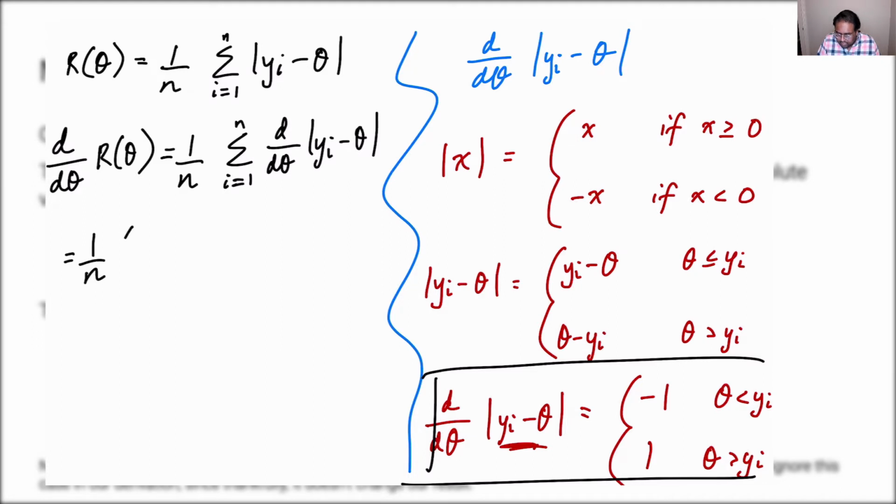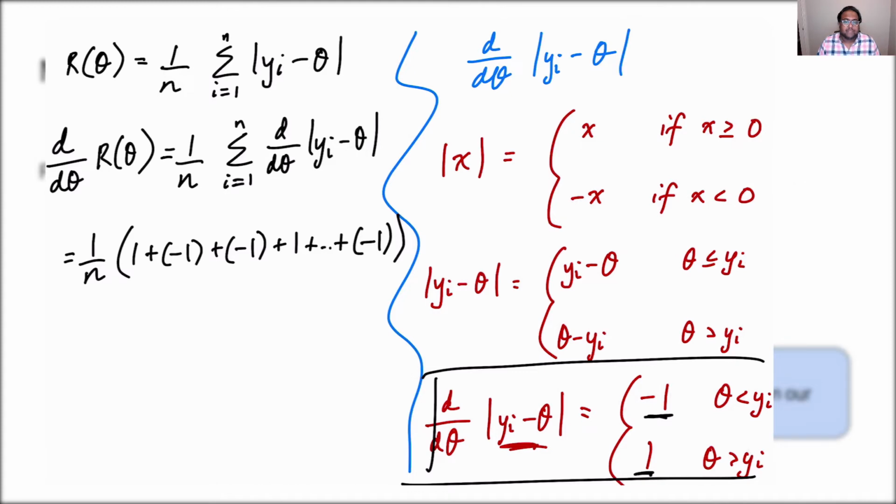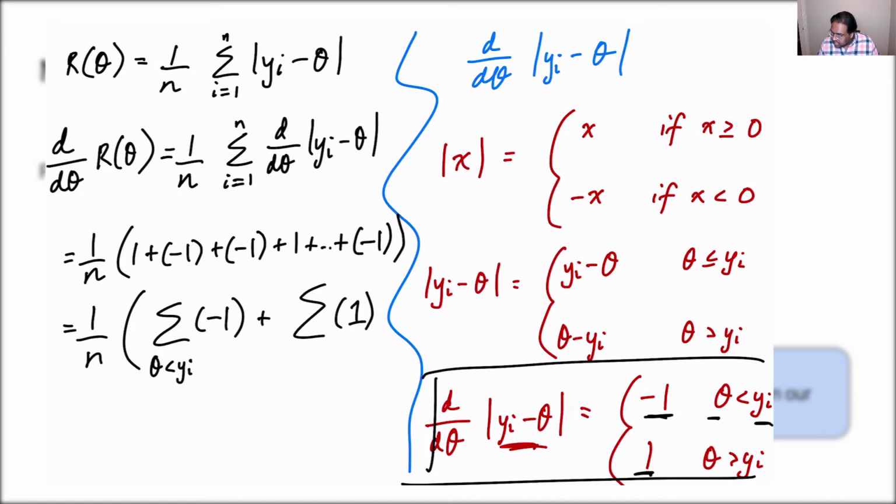Now, this sum is just a bunch of ones and negative ones, right? Because the derivative of the absolute value of yi minus theta is either -1 or 1. The case where the derivative is -1 is the case in which theta is less than yi. So every time that theta was less than yi, we are summing a -1. So I can write this as the sum of all of the times where theta is less than yi of -1. The case where we add a +1, I can just write this as a 1, is when theta is greater than yi.